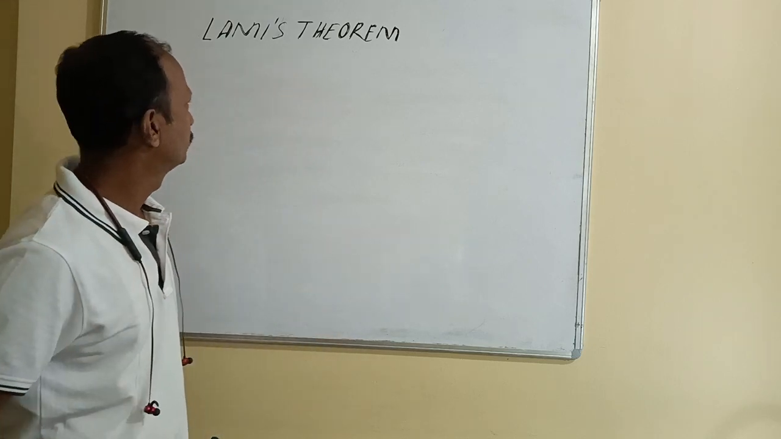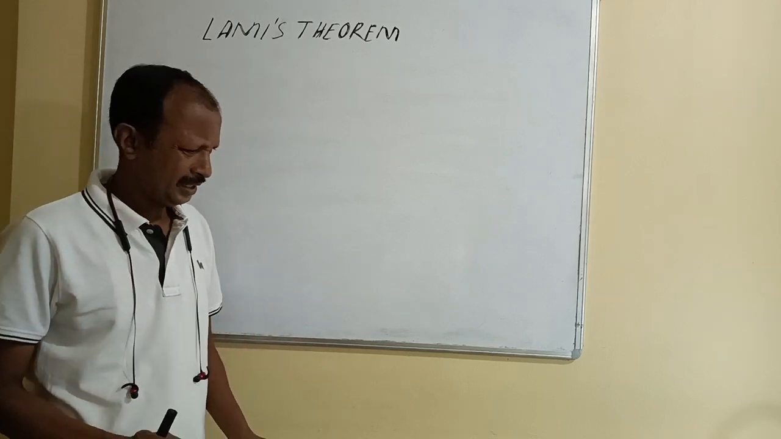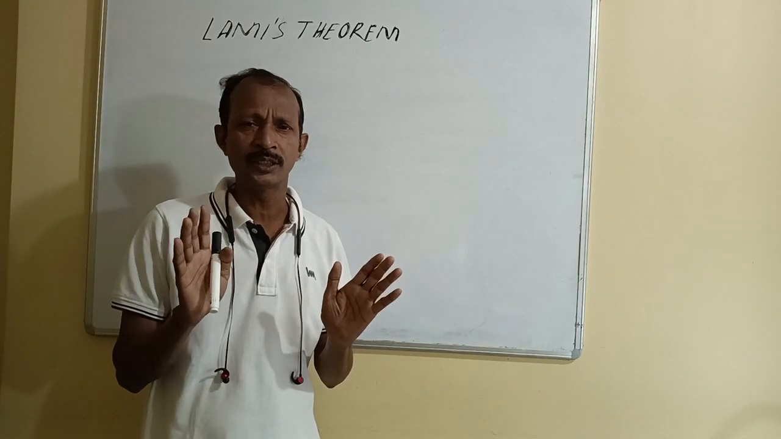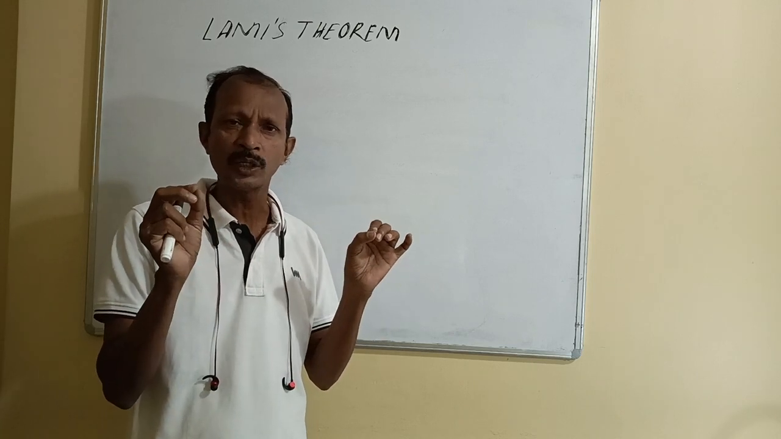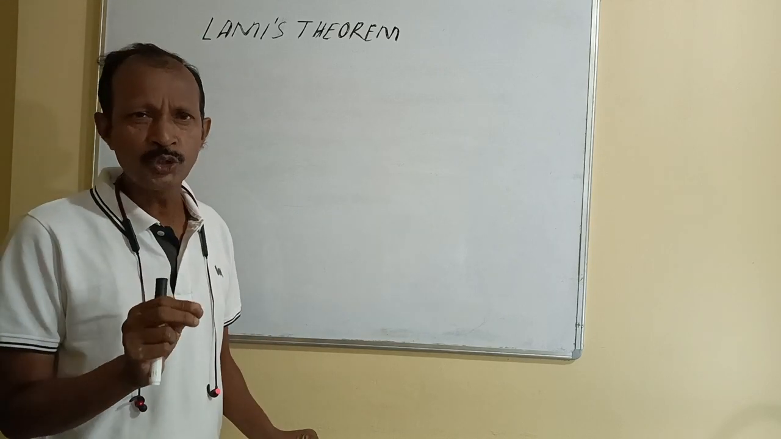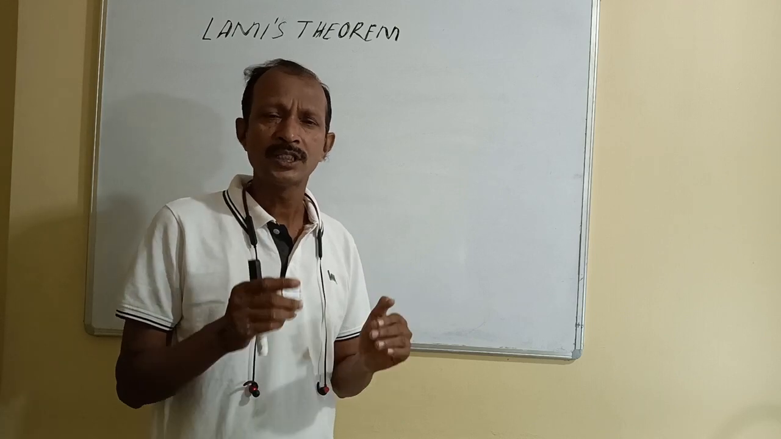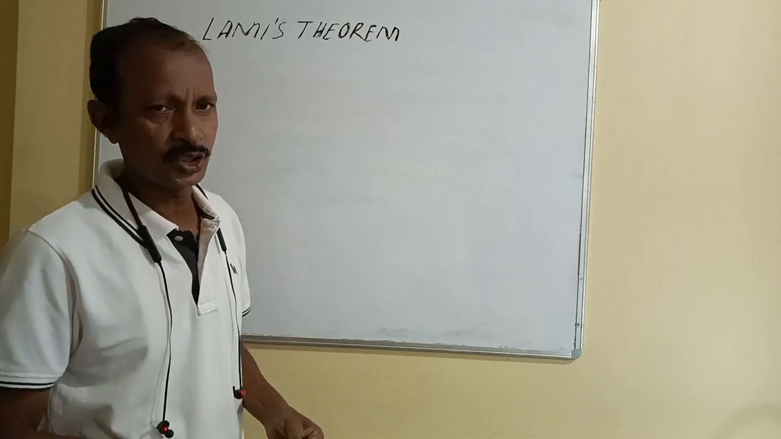So let us start. What is LAMI'S theorem? If three vectors are added to 0, suppose three vectors are there, we are adding, it becomes 0, the ratio of magnitude of each vector to the sine of the angle between the two other vectors is a constant.